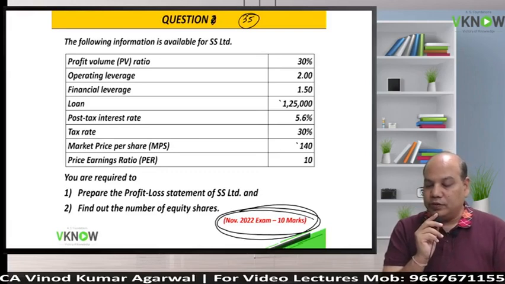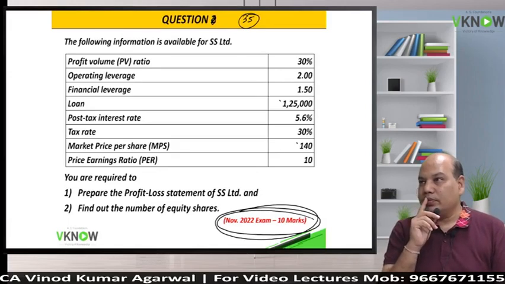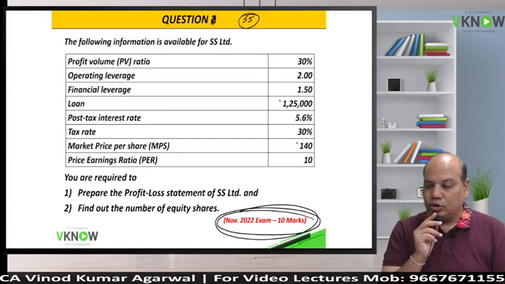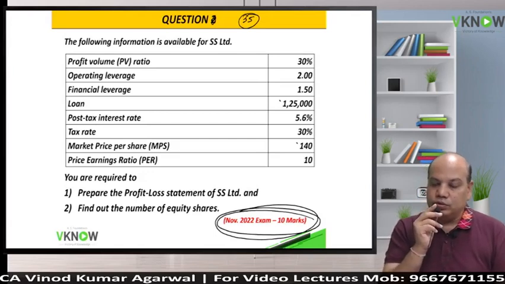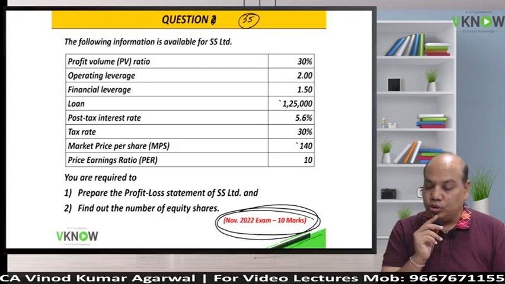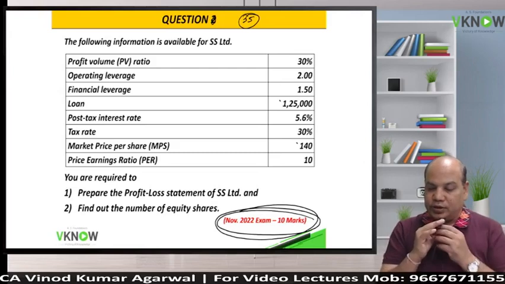The following information is available for SS Limited. Profit volume ratio is given as 30%, which means contribution upon sales. Operating leverage is given as 2. Financial leverage is given as 1.5. Loan is given as rupees 1,25,000. Post tax interest is given.